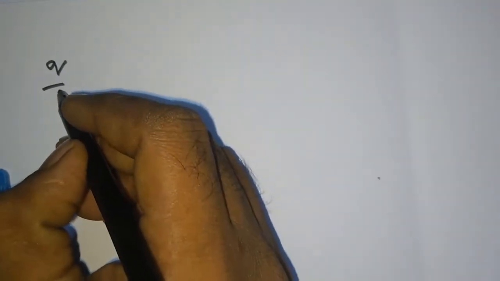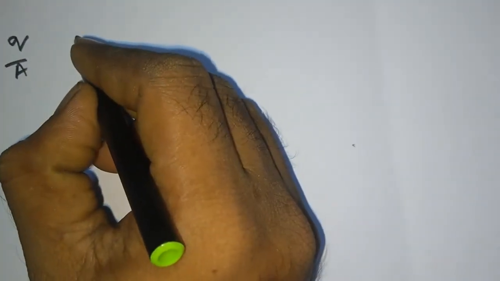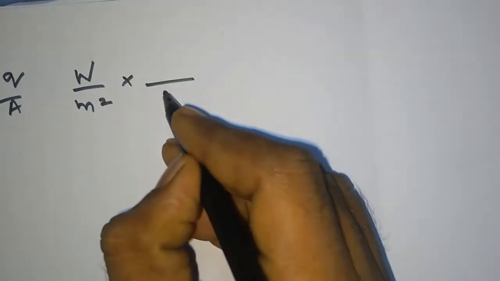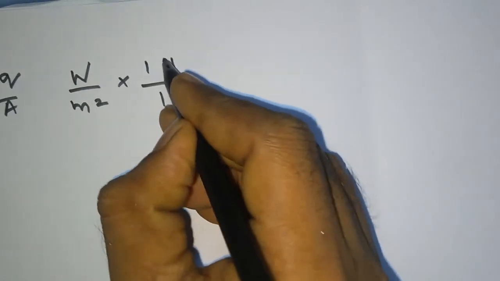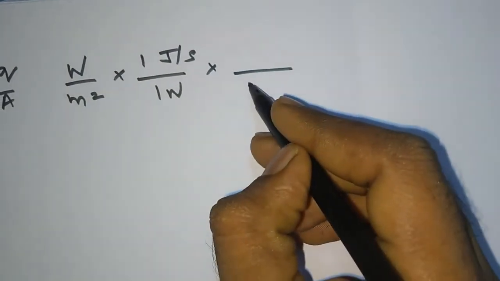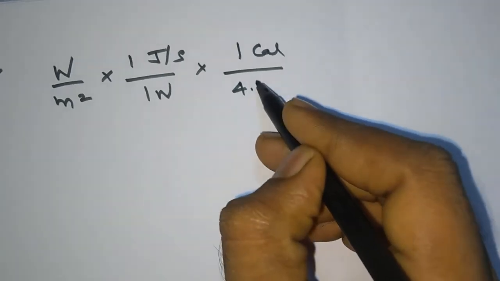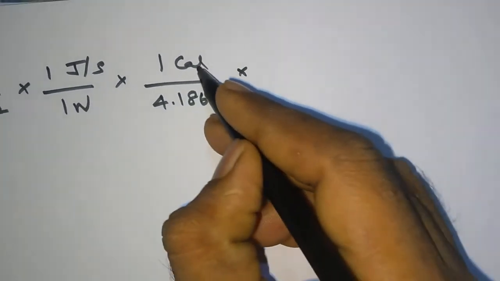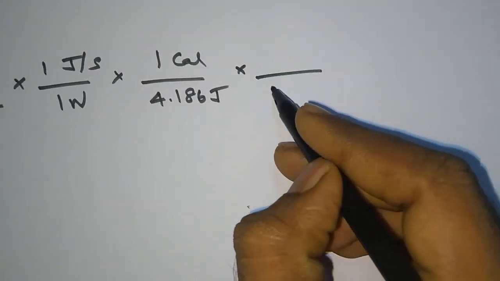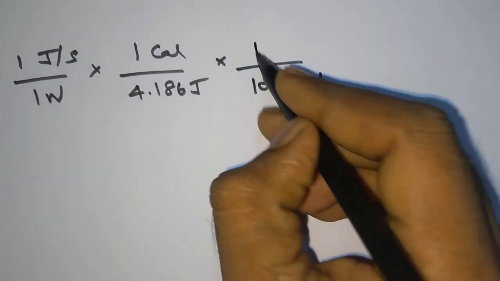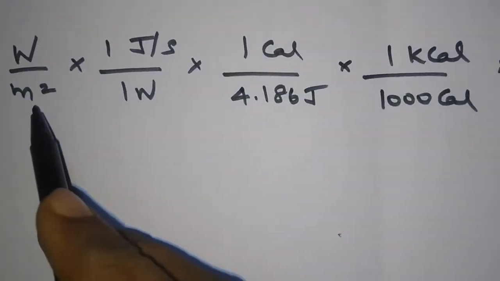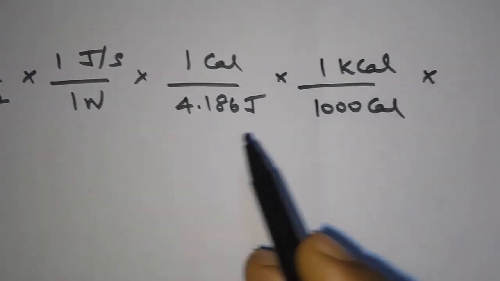Now what is given on the left hand side? Q by A is given in terms of watts per meter square. So what is the conversion factor? 1 watt is equal to 1 joule per second. And we know that 1 calorie is equal to 4.186 joule. And we have to convert calories to kilocalories, that is 1000 calories is equal to 1 kilocalorie. Then we have to convert meter square to feet.